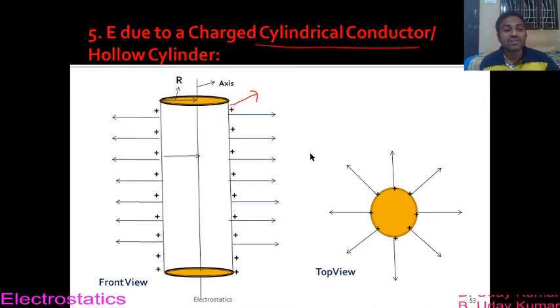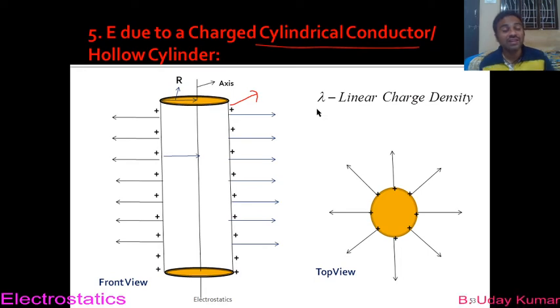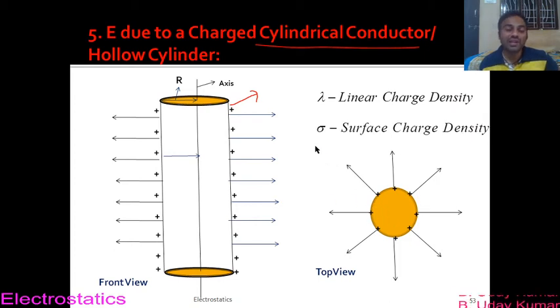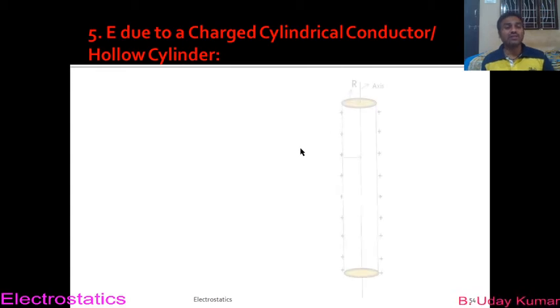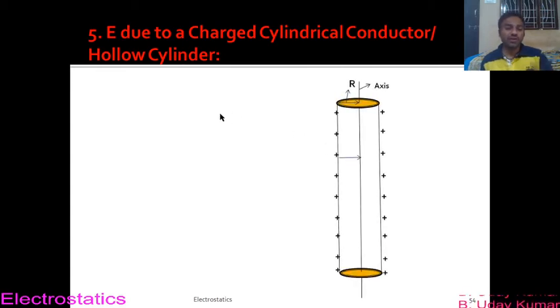Since this charged cylindrical conductor is an example of linear charge distribution, we can derive the electric field intensity in terms of lambda, which is called the linear charge density. And since this is also an example of surface charge distribution, we can derive the electric field intensity in terms of sigma also. This is the basic thing. Once you know it, you already know how to determine E by using Gauss theorem, so you can do it easily. Now let us move on to our derivation part.